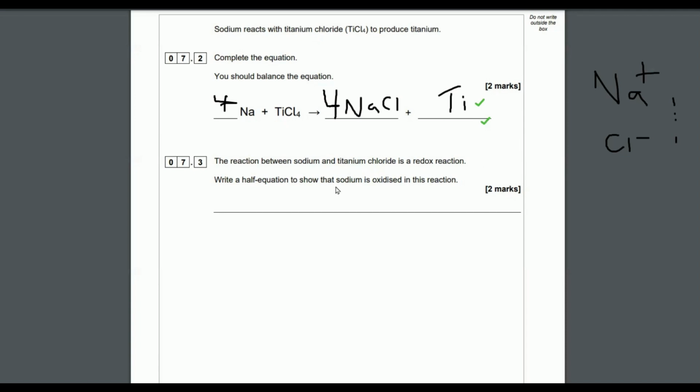7.3, the reaction between sodium and titanium chloride is a redox reaction. Write a half equation to show the sodium is oxidized in this reaction. So redox means this. And when you think of redox, you need to remember this little thing, it's not a mnemonic, whatever it is, OIL RIG.